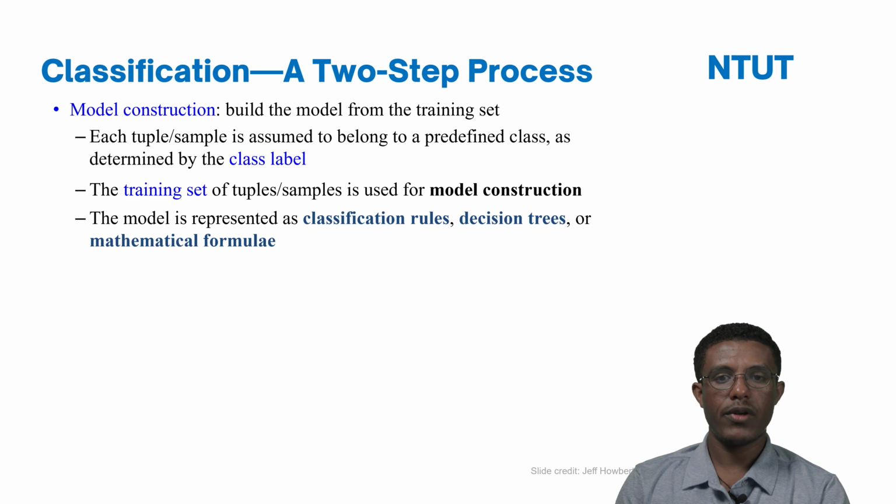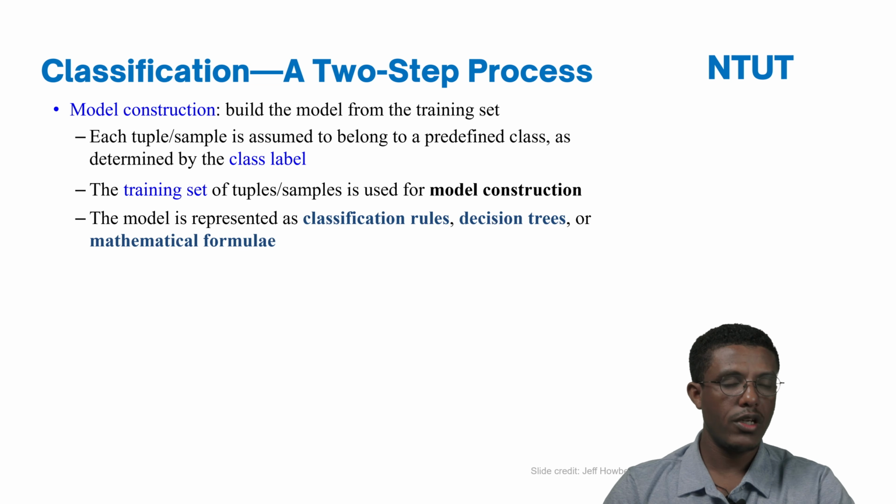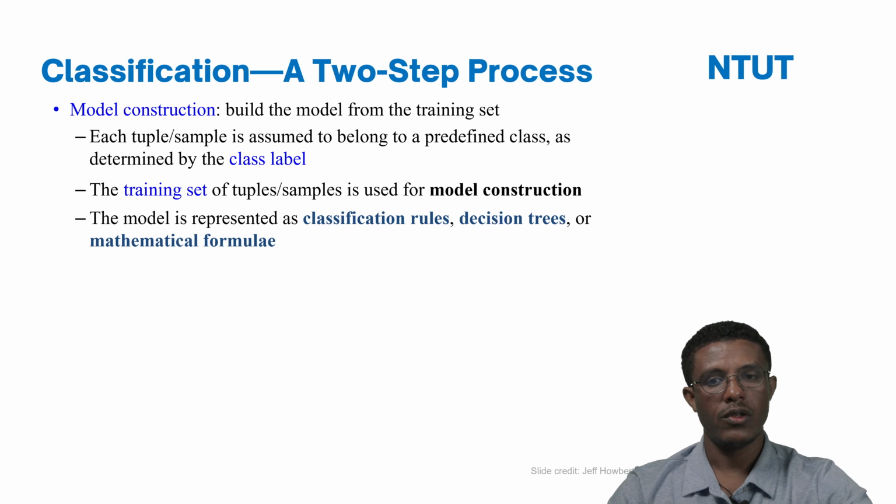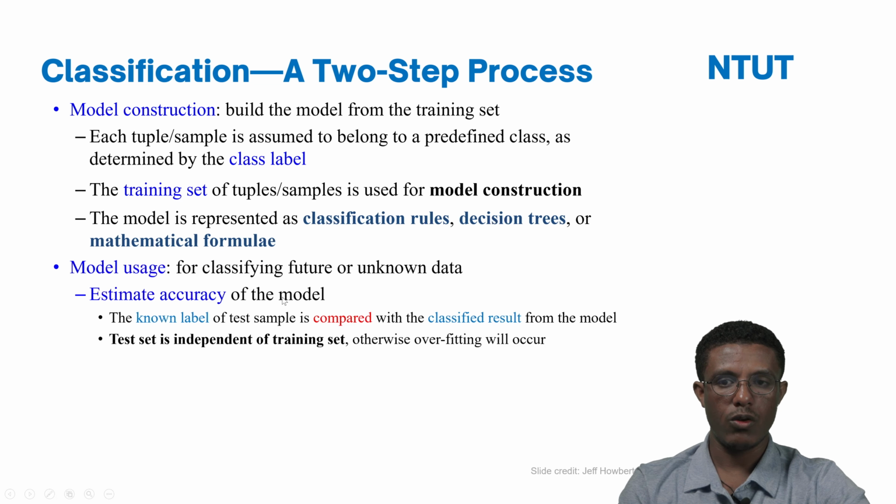The model is represented as classification rules, a decision tree, or a mathematical formula. So the model, whether for prediction or classification, can be represented by classification rules, decision trees, or mathematical formulas, to classify and predict the data. This is the first step, model construction.